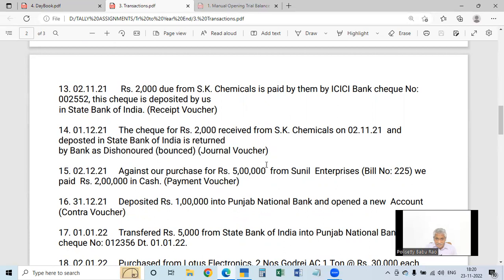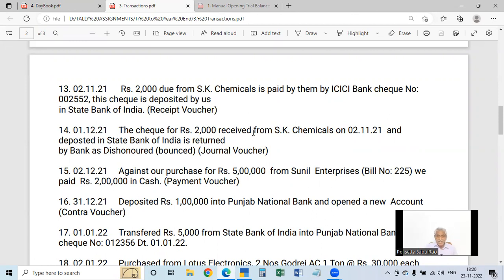It is returned. So when the check is received, it is a receipt, and we enter the receipt voucher. But here, we are not paying anything. We are not paying to anyone, not receiving anything. This is only a check bounced. So in this case, we have to enter it in the journal voucher. Just the exact opposite. Here, SK Chemicals is credited and State Bank is debited in the receipt voucher. In the journal, State Bank has to be credited and SK Chemicals is to be debited.